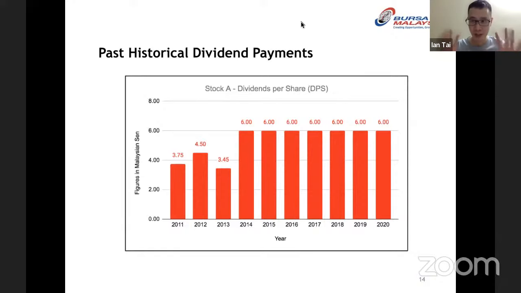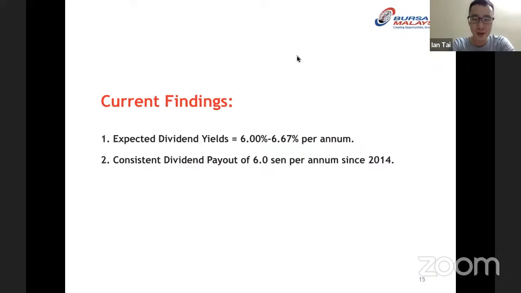So in general, what I can conclude is that most of you guys, even after I present you this information, the past historical dividend payments, will still say, if you have bought into this stock before, maybe you will hold. If you haven't bought into this stock, maybe you will consider buying into this stock, considering that it has been very consistent in its dividend payments, and considering that you can now get it at a dividend yield of 6% to 6.67%, which is based on the purchase price of 90 cents to $1. All right, so thank you so much. Okay, so these are current findings. Let's just move on. I'm going to give you another piece of information, then you consider, all right?